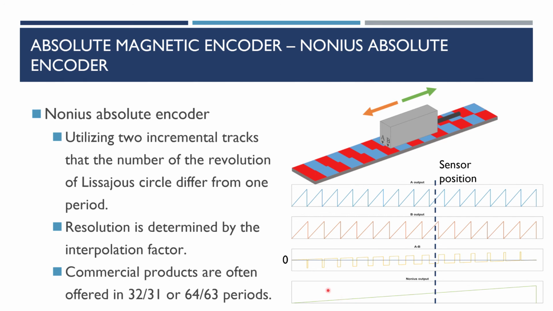In this method, the resolution is determined by the interpolation factor because it uses incremental encoders. And the commercial products are usually offered in 32, 31, and 64, 63 periods. This means that we have 32 and 31 periods for the Lissajous circles.